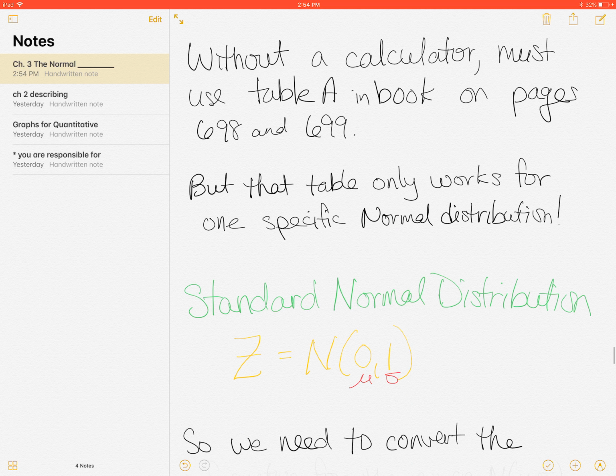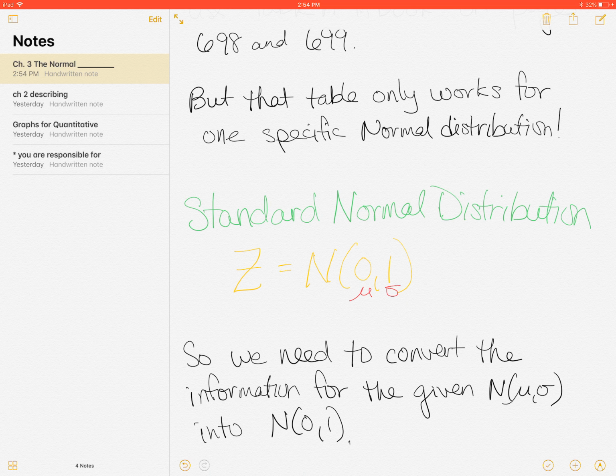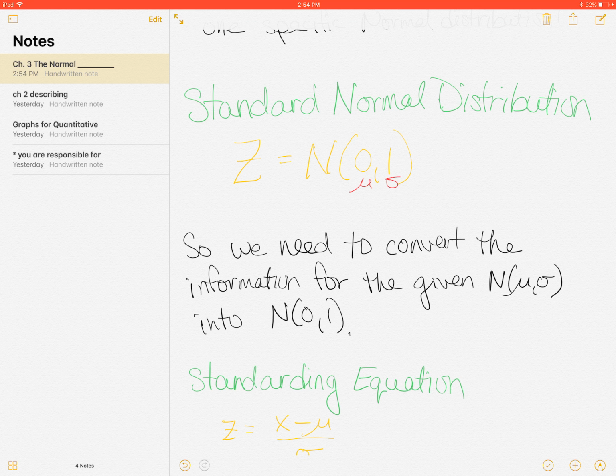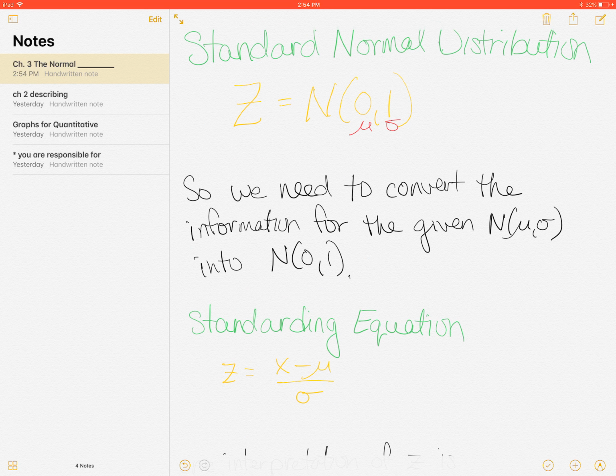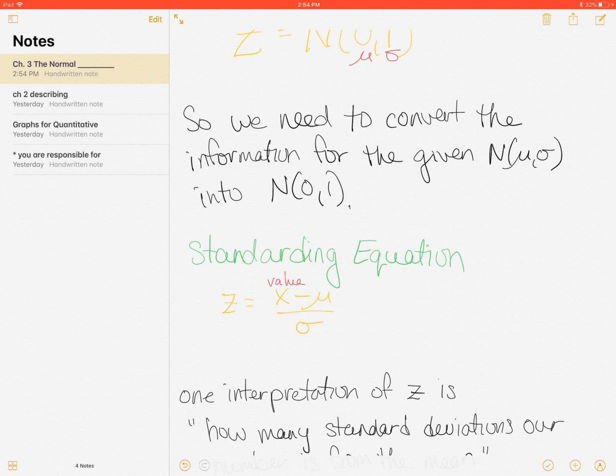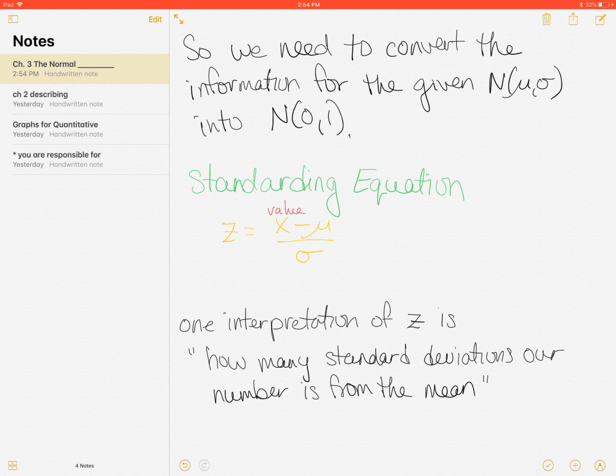So if our data isn't standard normal, we're going to need to convert our data into standard normal, and the way to do that is with this standardizing equation. This x is some important value we want to know about. We subtract off the mean of our original data, or not necessarily data, theoretical distribution. We divide by the standard deviation of our theoretical distribution, and that gives us the standard normal version of our other normal problem.